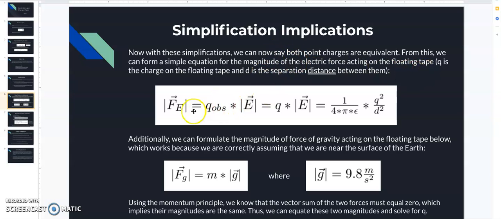As you can see here, we're using the Q observed as the same as the charge of the piece of tape floating, or in this case, the point charge floating. And thus we have a Q squared term in the numerator: Q times the magnitude of the electric field from the original charged piece of tape here. Additionally, we can formulate the magnitude of the force of gravity acting on the floating tape. This works because we are correctly assuming we're near the surface of the Earth. Using the momentum principle, we know that the vector sum of these two forces must equal 0, which means their magnitudes are the same. Thus, we can equate these two magnitudes and solve for Q.